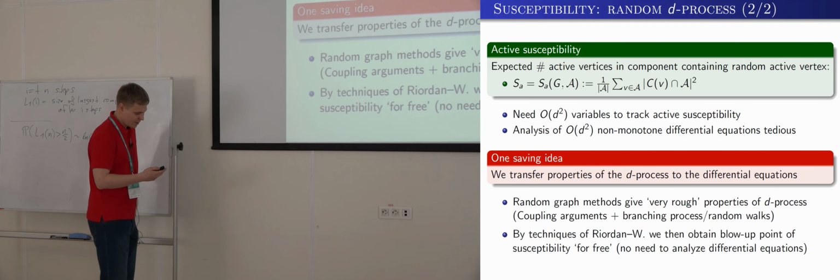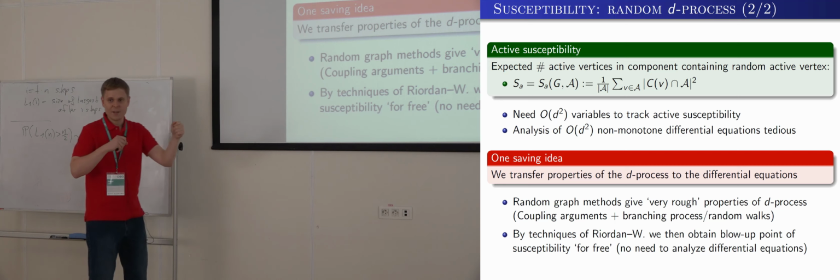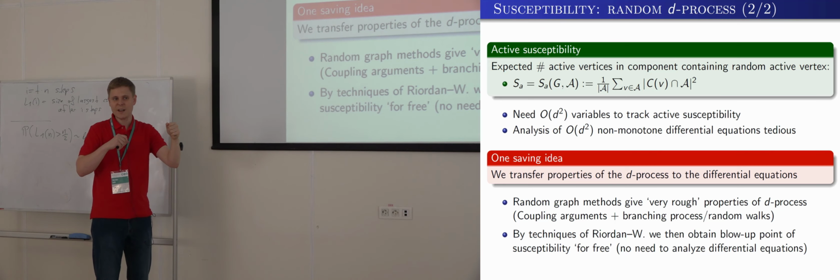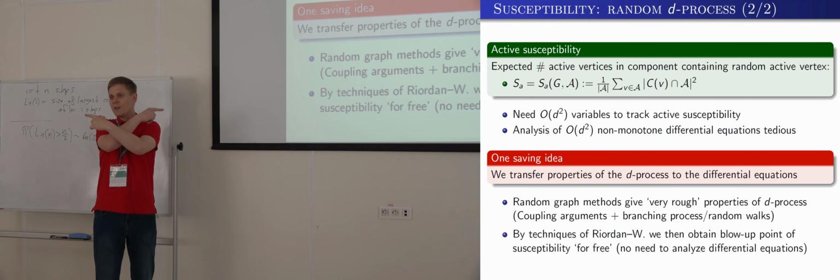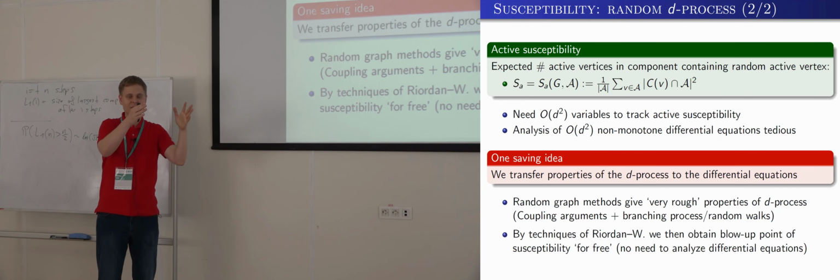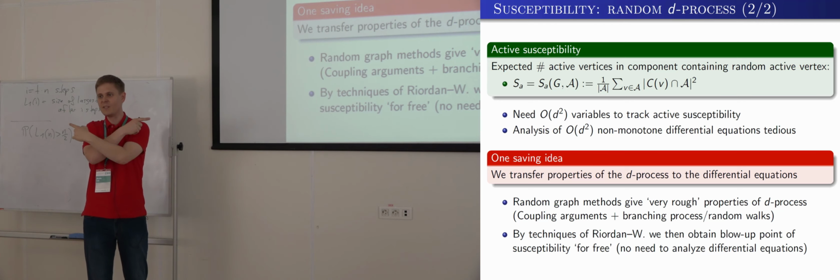And so one thing that we try to use here is the fact that we turn this usual method on its head. Usually what we do is we try to understand the behavior of random variables using differential equations. And now we want to do it the other way around. We want to use the process to show something about the differential equations. So we turn the usual methods on their head.